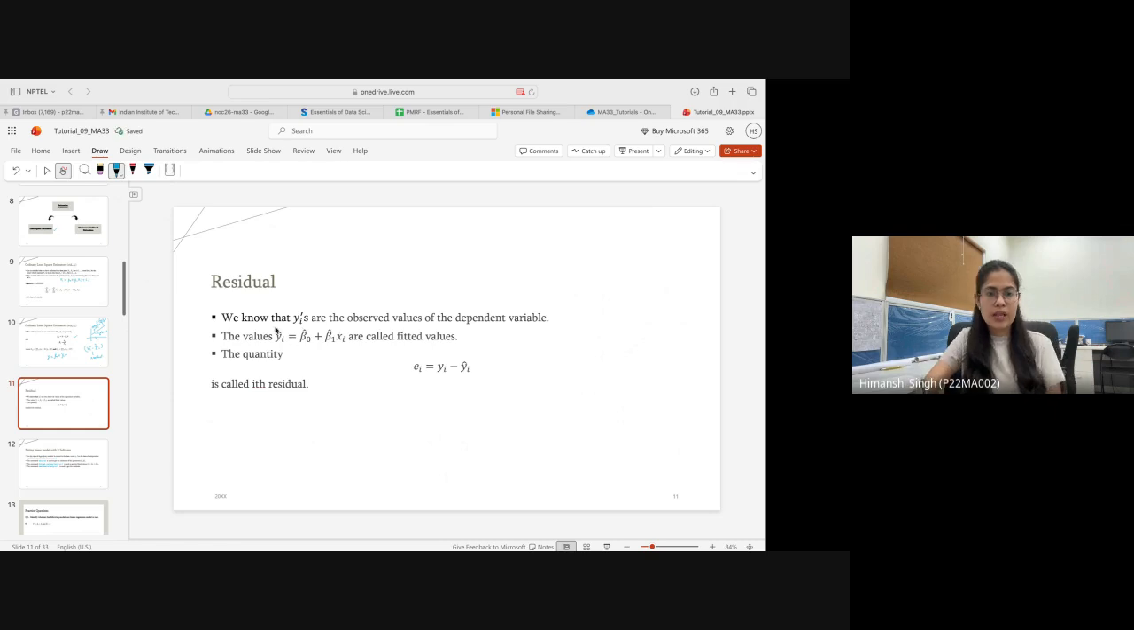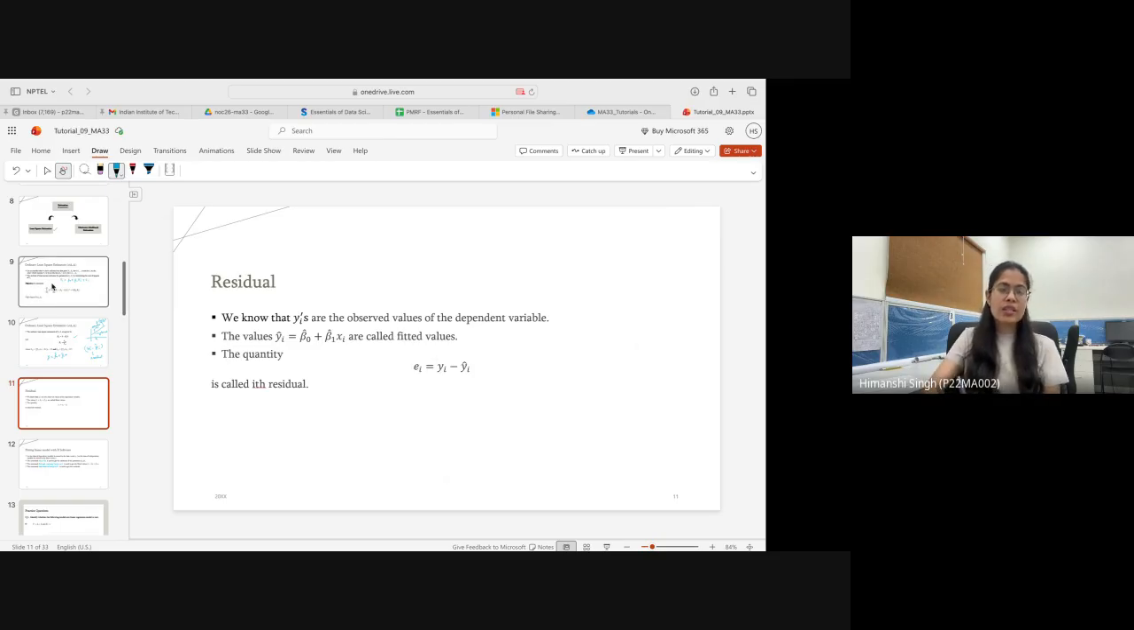Here we know that the yi's are observed values of the dependent variable. Values of yi hat can be calculated from the fitted model, so these are called fitted values. And the quantity yi minus yi hat is represented by ei, so it is called the ith residual.